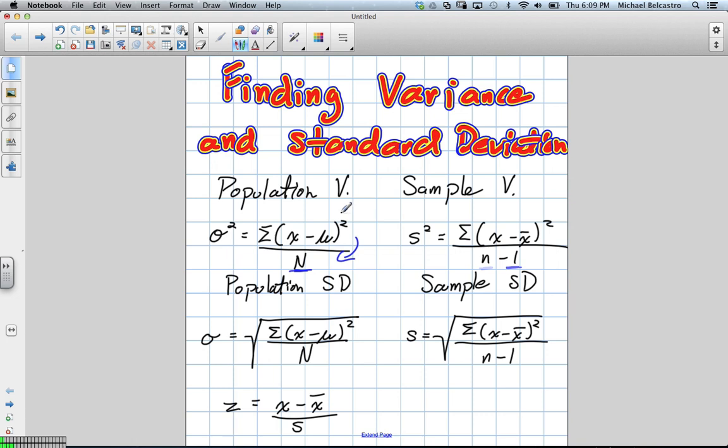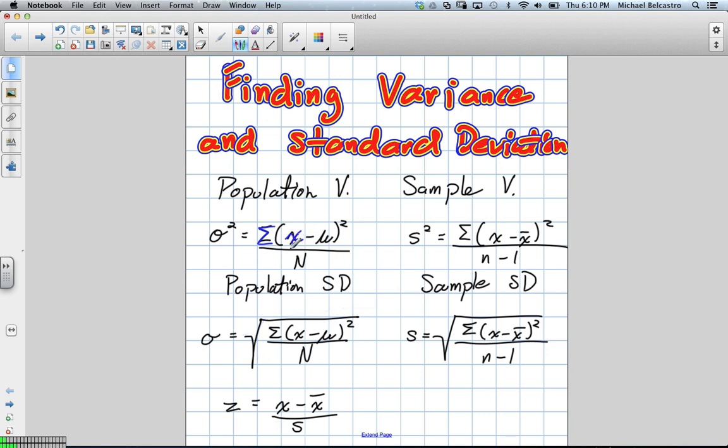Now, they use different symbols. I've given this V because this is the variance, but if you'll notice the standard deviation of these two things are almost identical. The only difference is over here we have squared, okay? And here this stands for the standard deviation, and all we're doing is rooting the other side of the equation, okay? So this symbol here stands for the sum of. So we have to add up all of the values.